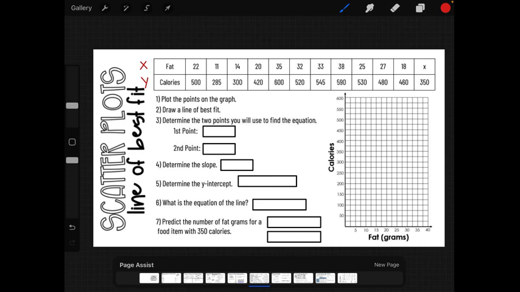This is going to be an estimate for each of these points. So 22 on the x is in between 20 and 25, so find a place in between 20 and 25. And then calories is 500, so we'll follow that line up until 500, which is about here.